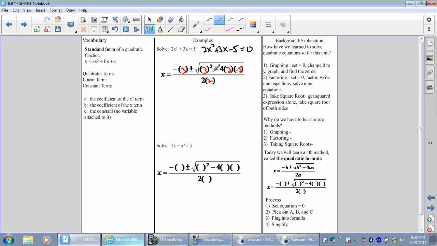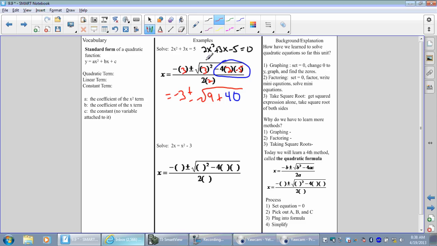Now it's all just a matter of simplifying. What's the opposite of 3? It's negative 3. Plus or minus square root of, this is 9. And now what I do is I count the number of negative symbols. Here I got one negative symbol and another negative symbol. So I know the value of just this thing right here is going to be positive. So then I just do the math of the numbers. What's 4 times 2? 8 times 5 is 40.